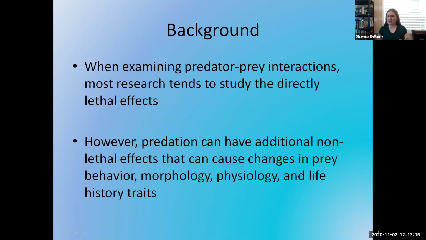So, a little bit of background. When examining predator-prey interactions, typically most research looks at the directly lethal effects. So, how quickly can this predator kill the prey, and how many can they kill? However, predation can also have some additional non-lethal effects that can cause some significant changes in prey behavior, morphology, physiology, and life history traits.